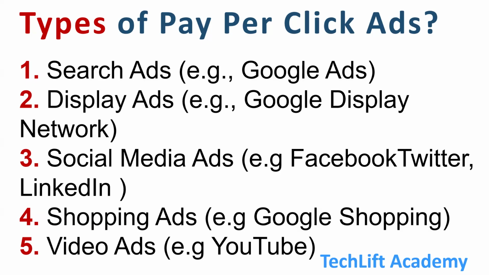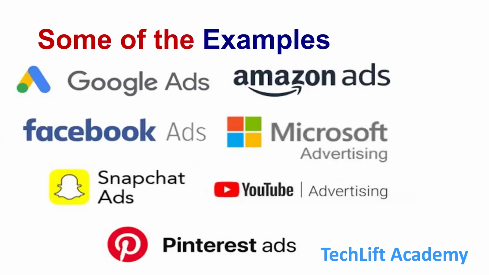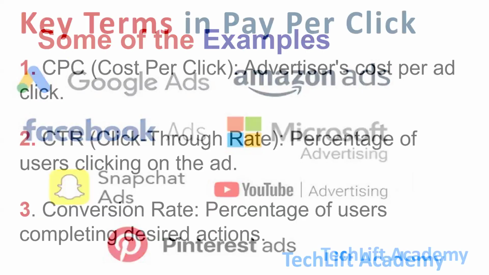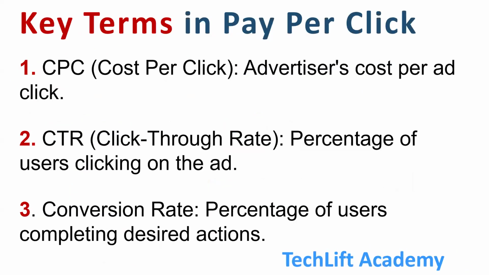You can use it on search ads, whereby someone goes on a search engine and searches for something, and your advert is going to be displayed. Okay? Social media, you can market on Facebook, on X, which is formerly known as Twitter, LinkedIn, among many others. So, some of the examples: Google Ads, Amazon Ads, Facebook Ads, Microsoft Advertising, Snapchat Ads, YouTube, Pinterest Ads, among various platforms.